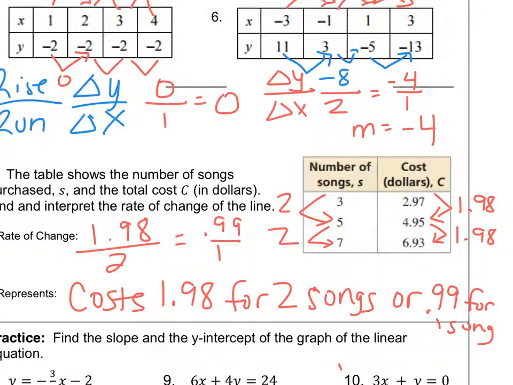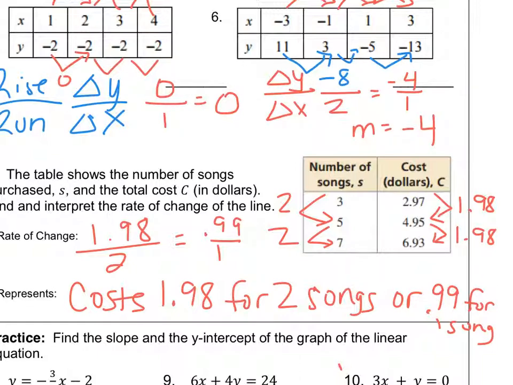Okay, so this is just saying that our y changed by $1.98 every time our x changed by 2. So it's saying that for $1.98, you can buy 2 songs. Or, reduce it down, every song is 99 cents.